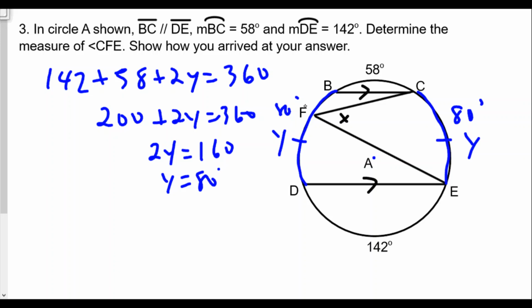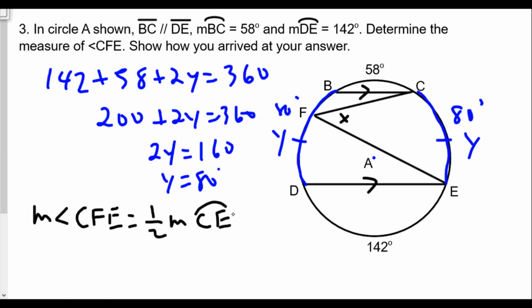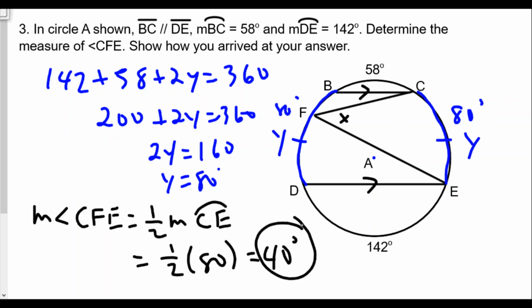But we're looking for the measure of angle CFE. Well, again, the measure of angle CFE is equal to 1/2 the measure of arc CE, because the measure of an inscribed angle is half the measure of the intercepted arc. So we have 1/2 of 80. This must be 40 degrees. Okay, so here you have to find angle measures and arc measures as well. That's kind of important. These questions are not so much straightforward single-step questions, but multi-step questions. Okay, now let's go on to question number 4.